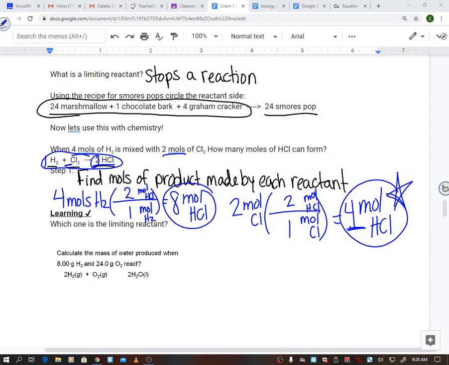Now, just kind of a side note here, I'm going to go ahead and erase this. So if you are still writing and you need to pause it, that's fine, but I'm going to erase this so I can write something down.